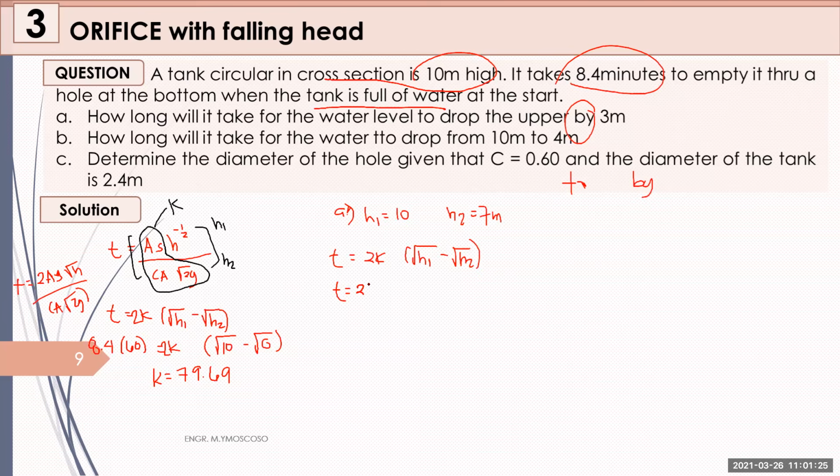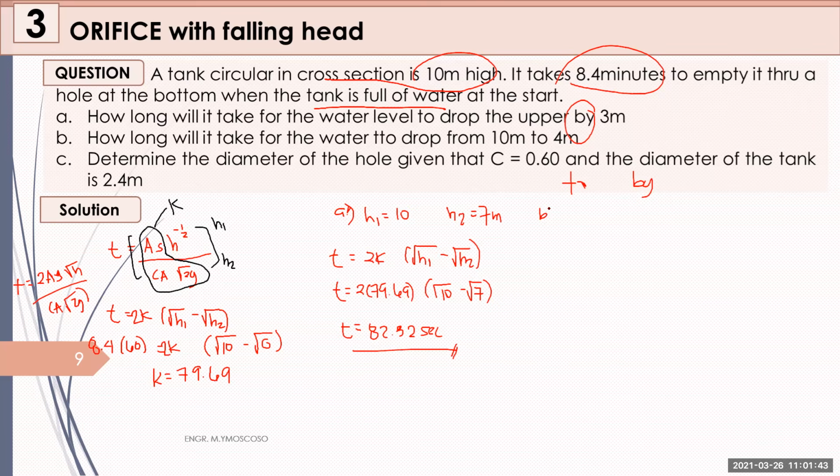You have 2 times 79.69 is equals to your H1, which is 10. Your H2 is equals to 7. Therefore, the time to be considered is 82.32 seconds. Okay? Kindly confirm the answer na lang.